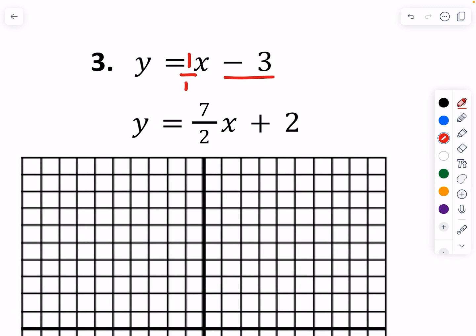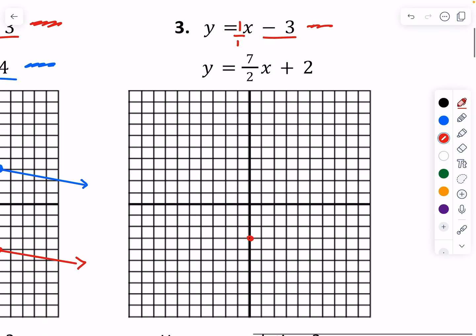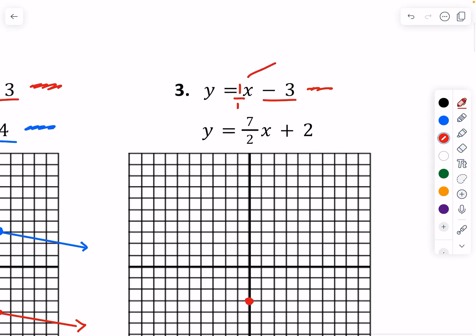We're going to start with our -3. Again, that's going to be my red line. -3, dot, boom. I'll pause for a second. What does this slope tell me to do? Does it tell me to go up, down, left, right, and by how many? I'm going to pause and let you try to answer that question.